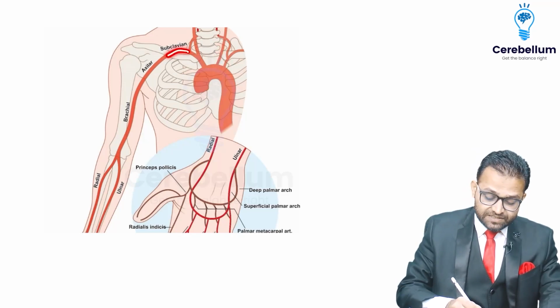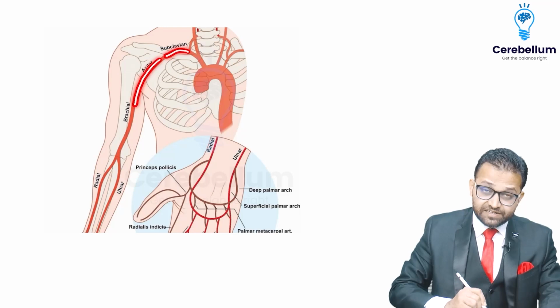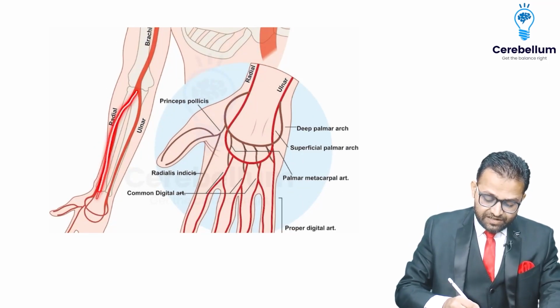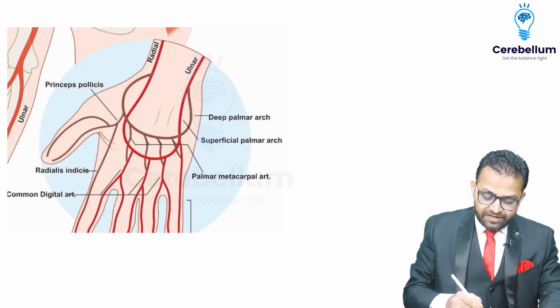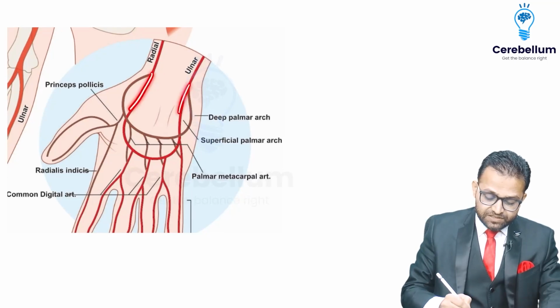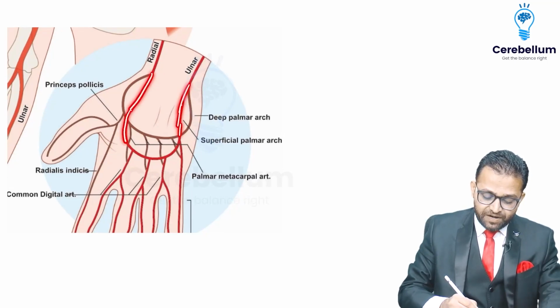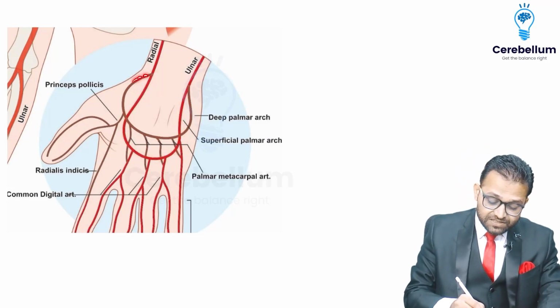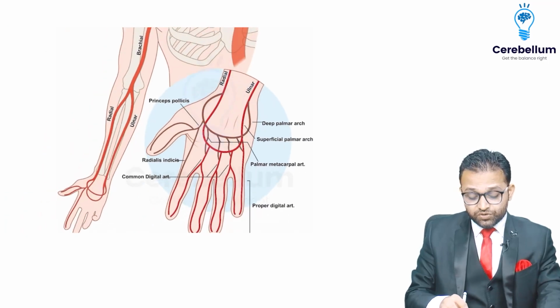The subclavian artery continues as the axillary artery, the same artery makes the brachial artery, then the same artery makes the radial artery and the ulnar artery. Remember, the radial artery gives a superficial branch and the ulnar artery gives a superficial branch. Superficial branches meet together and make the superficial palmar arch, while the deep branches meet together and make the deep palmar arch. Now, what is the utility of this?